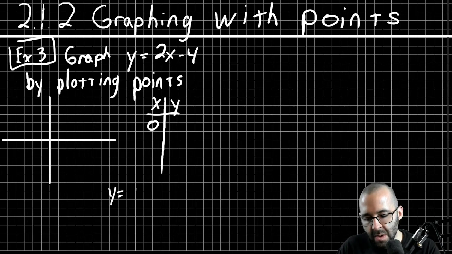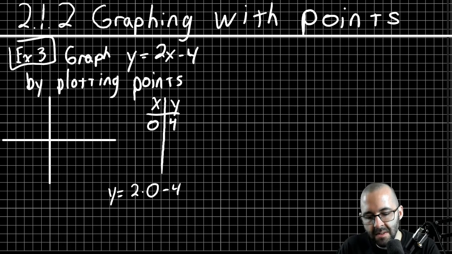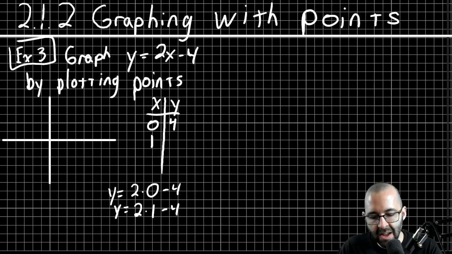When x is 0, y is 2 times 0 minus 4. You can use a calculator, you can simplify it on your own, but eventually you're going to get that y is equal to 4. And then you continue on this procedure, right? If x is equal to maybe 1, what is y going to be? Well, it's going to be 2 times 1 minus 4. Simplify that out. You're going to get negative.